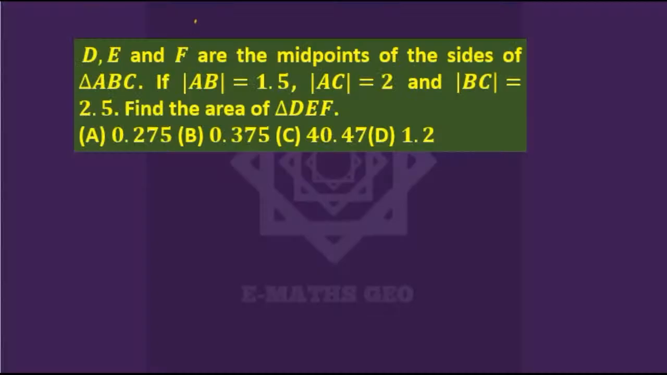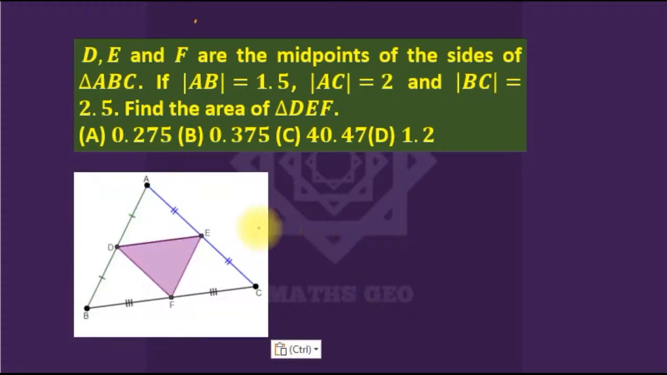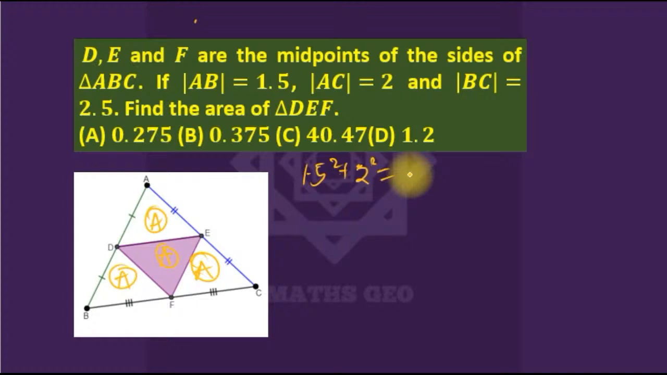So we're given this. So the next thing is to draw a diagram. As long as these are the midpoints, the area of the triangles formed here are the same. So the 4 triangles have the same area. And since, if you check, this is a right angle triangle, because 1.5 squared plus 2 squared must give us 2.5 squared. So it's a right angle triangle.